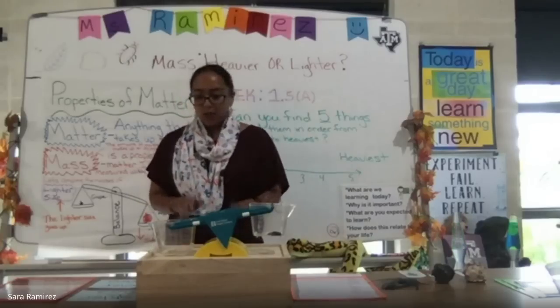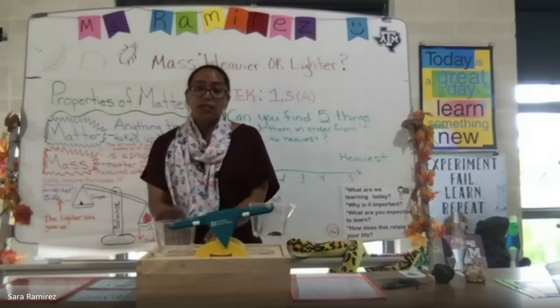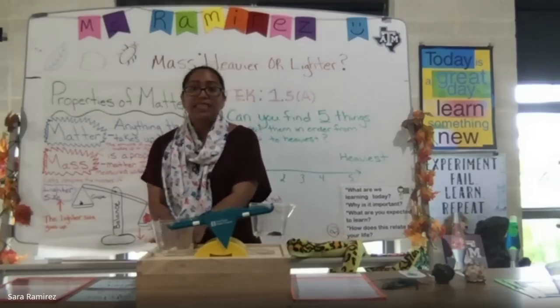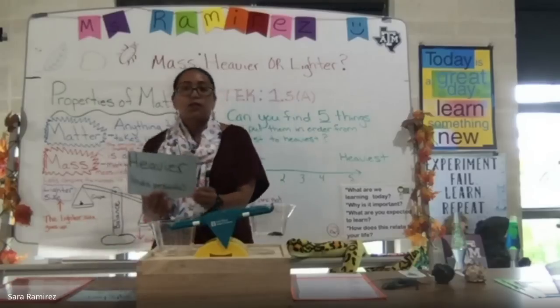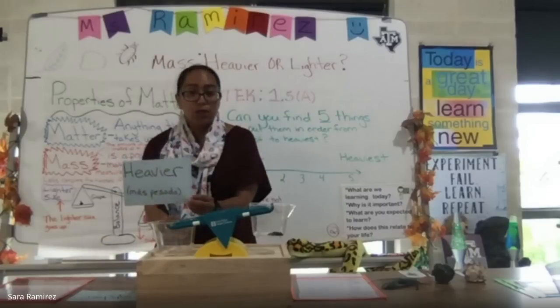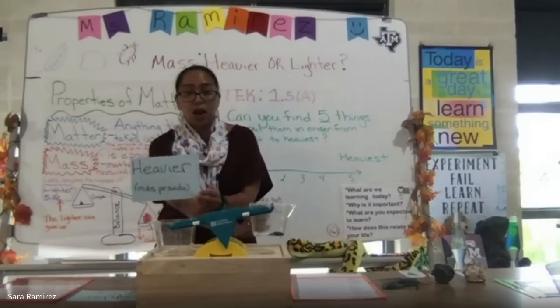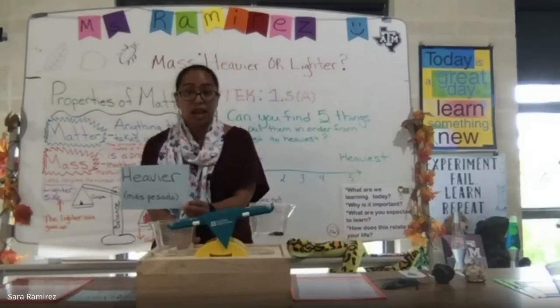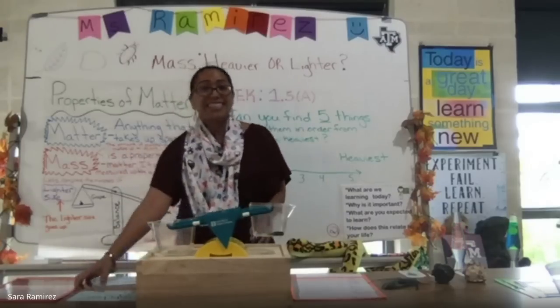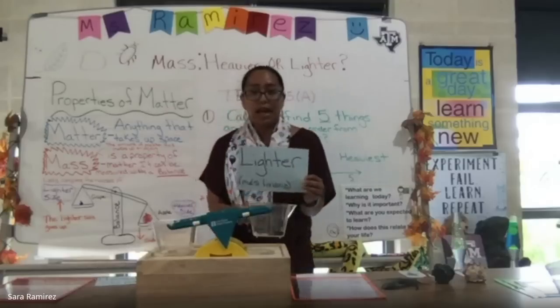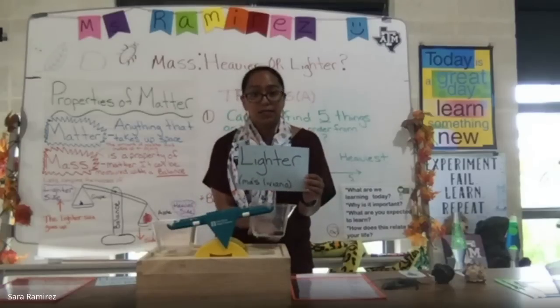Now, the way this works, I know that the object that is heavier is going to be on the downside. So this lets us know that the limestone is heavier than the cockroach because it's on the downside. The cockroach is lighter, and we know that it's lighter because it's on the upside.